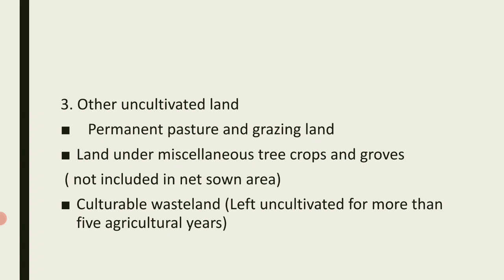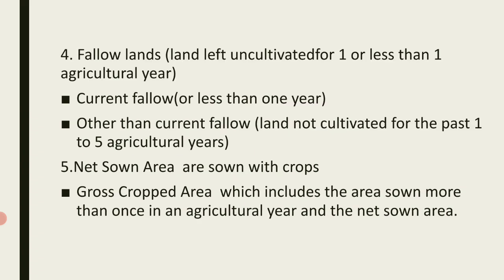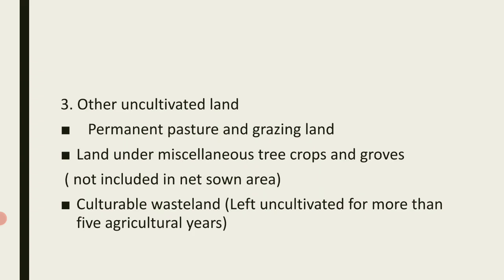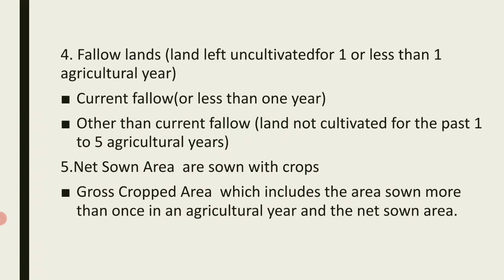The cultivable wasteland is left uncultivated for more than 5 agricultural years. So friends, it is important that cultivable wasteland is that land which is left uncultivated for more than 5 agricultural years. Next is fallow lands, land left uncultivated for 1 or less than 1 agricultural year. That is, there is a difference between fallow lands and the cultivable wasteland. The cultivable wasteland is the one which is left uncultivated for more than 5 years, and the fallow land is that which is left uncultivated for 1 or less than 1 agricultural year.